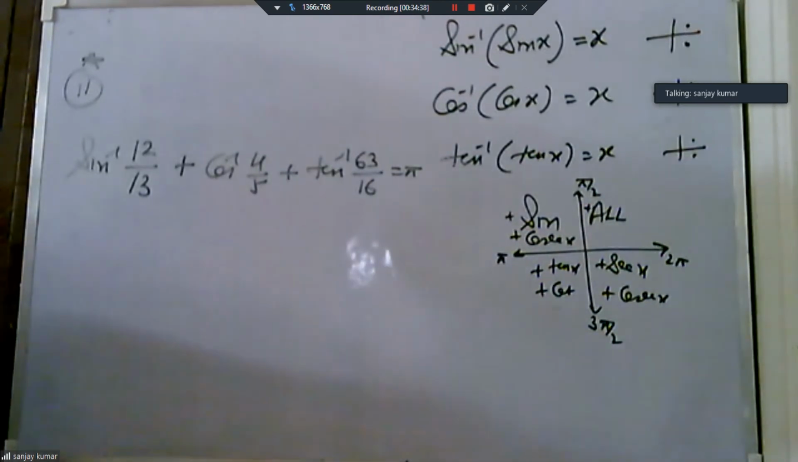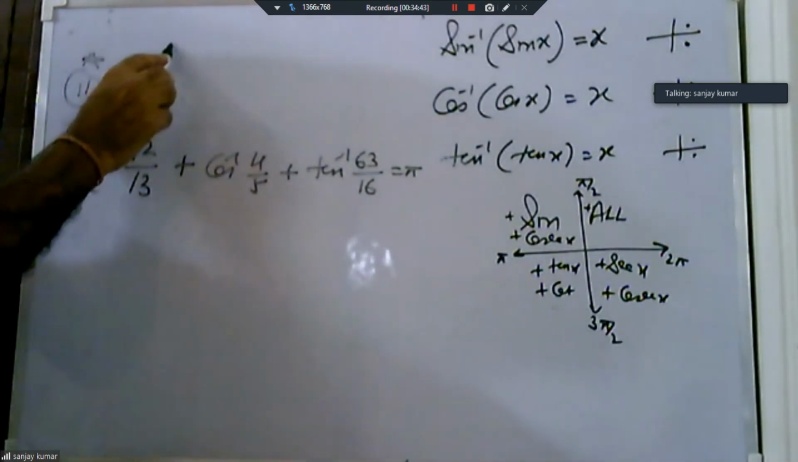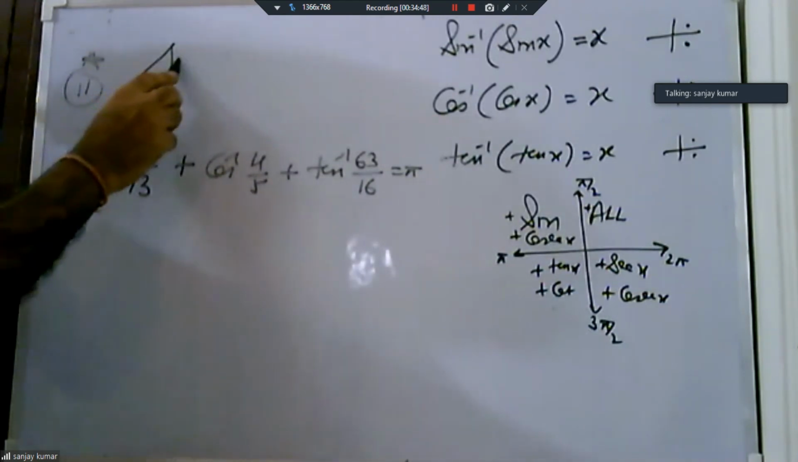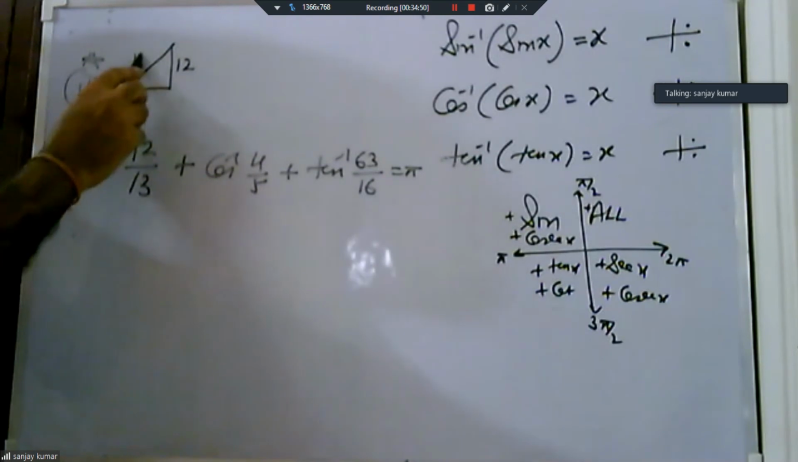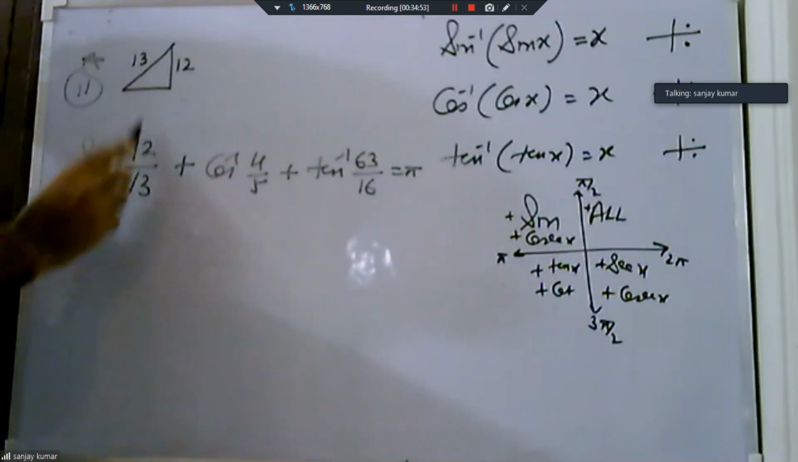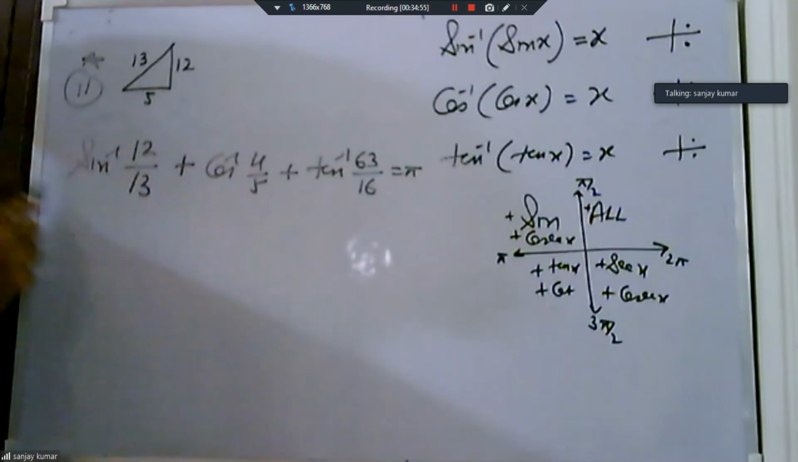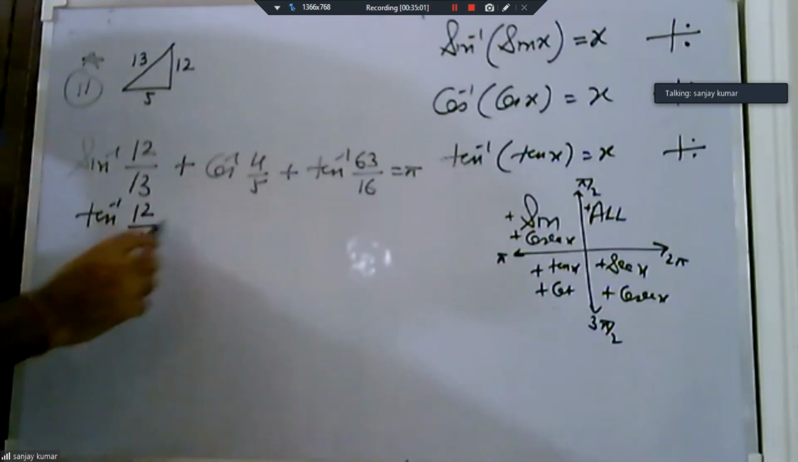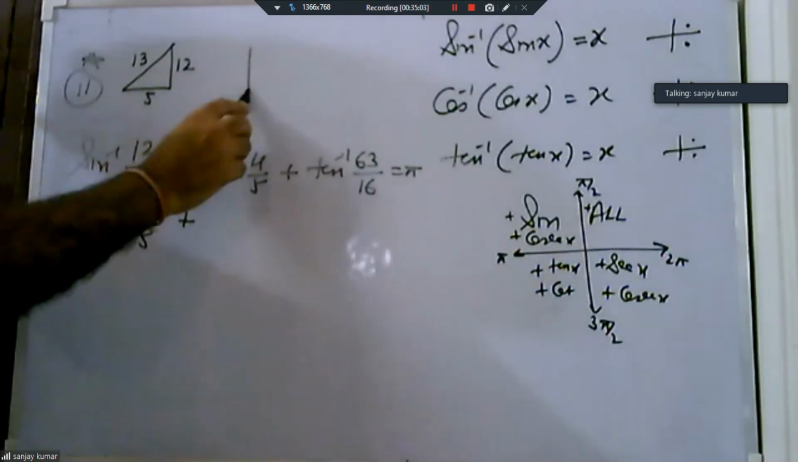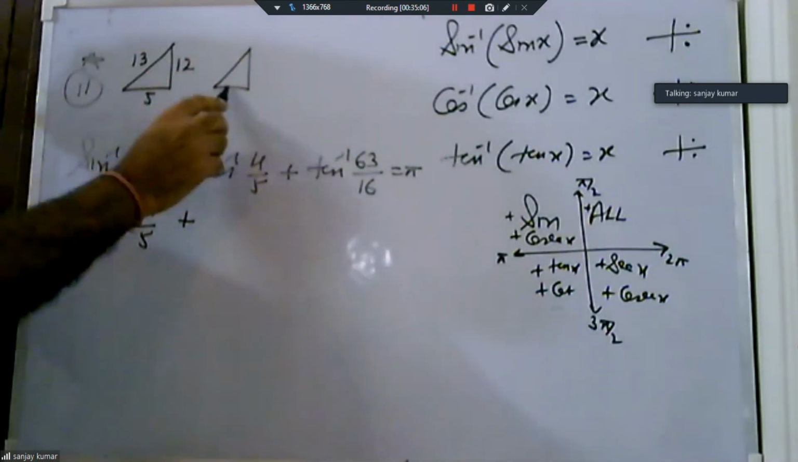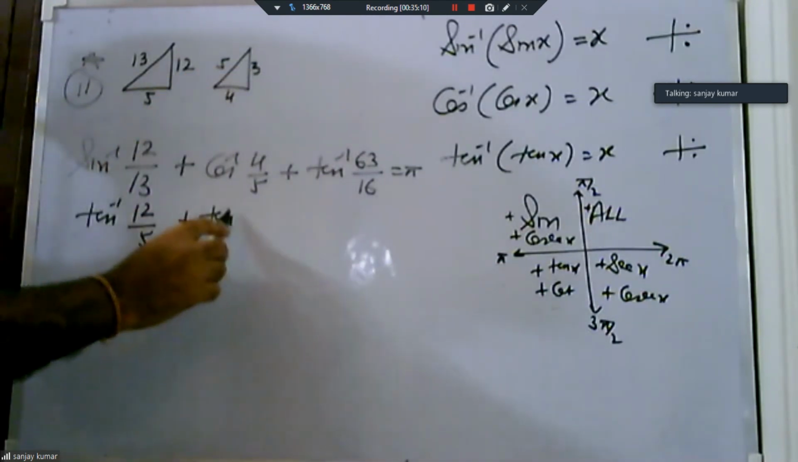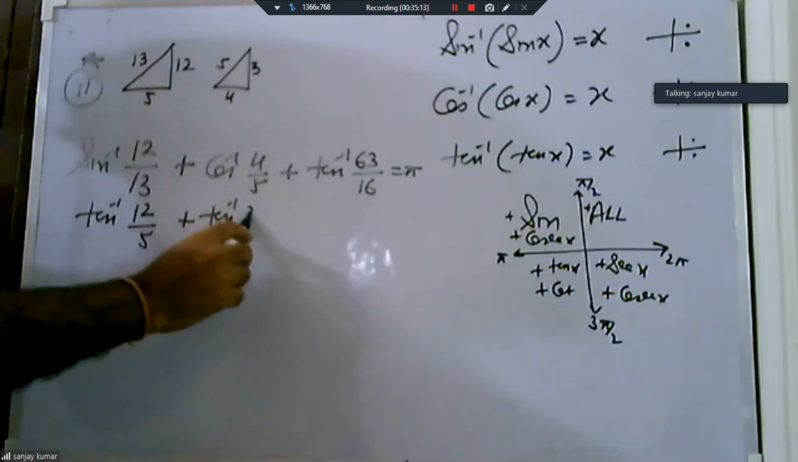This is sine inverse 12 by 13. First we change all the numbers into tan inverse. So this is 12 by 13: 12 is perpendicular, base is 5, hypotenuse is 13, since 13 squared is 169. So we have tan inverse 12 by 5, plus. Now for this number we again convert, base upon hypotenuse: this is 4 by 5, so the other side is 3. So it becomes tan inverse, perpendicular by base, tan inverse 3 by 4.